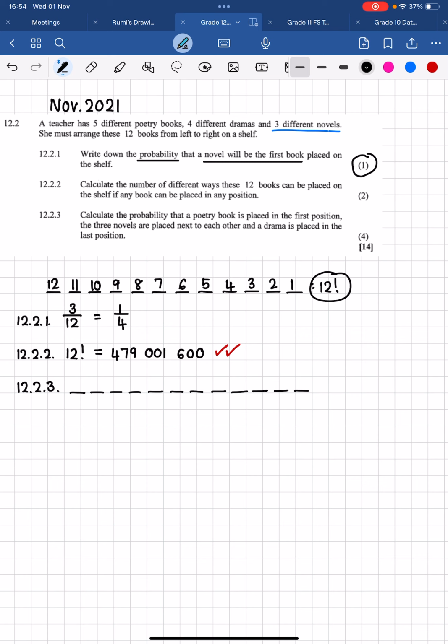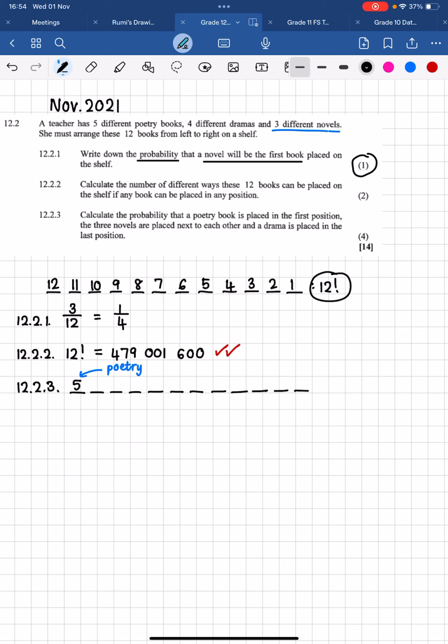Guys, how many poetry books are there? 5. Okay, so there are 5 books that I could possibly put in the first position. So I'm putting that 5 there. This is representing the poetry books. The number of poetry books that there are to choose from is 5.